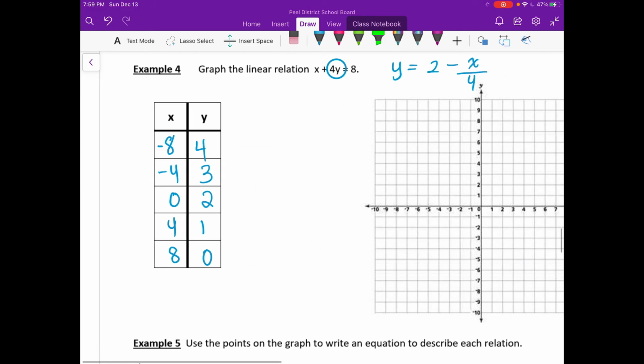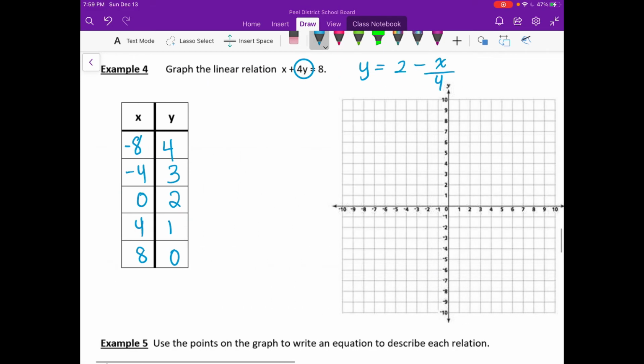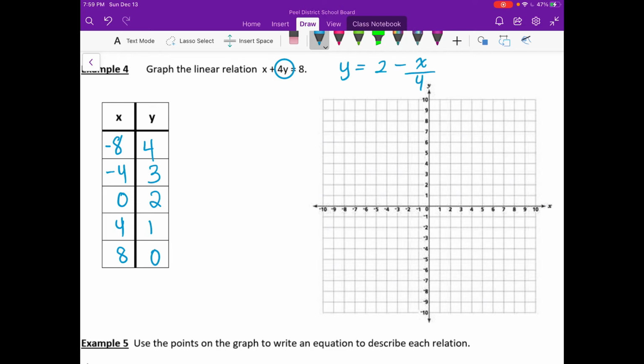I'm just going to go plot. So do I go to negative 8? Yeah, I do. And I'm just going to go up to positive 4. Negative 4, up to positive 3. 0 is going to go to positive 2. 4 is going to go to positive 1. And then 8 is just going to be at 0. So it'll look something like that.